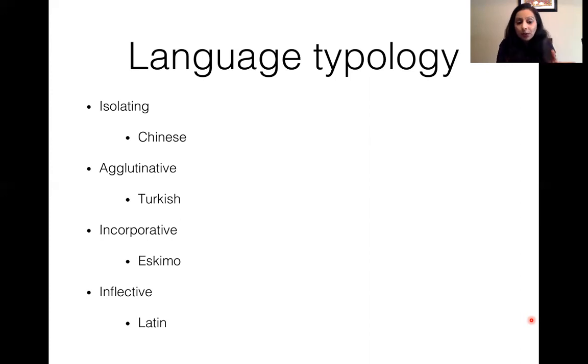Incorporative is Eskimo kind of languages, where you incorporate a noun into a verb or a verb into a noun and form a complex morpheme. And then inflective are cases like Latin and English, where you have inflections that signal changes in meaning. So I am eating versus I ate, differences in inflection.